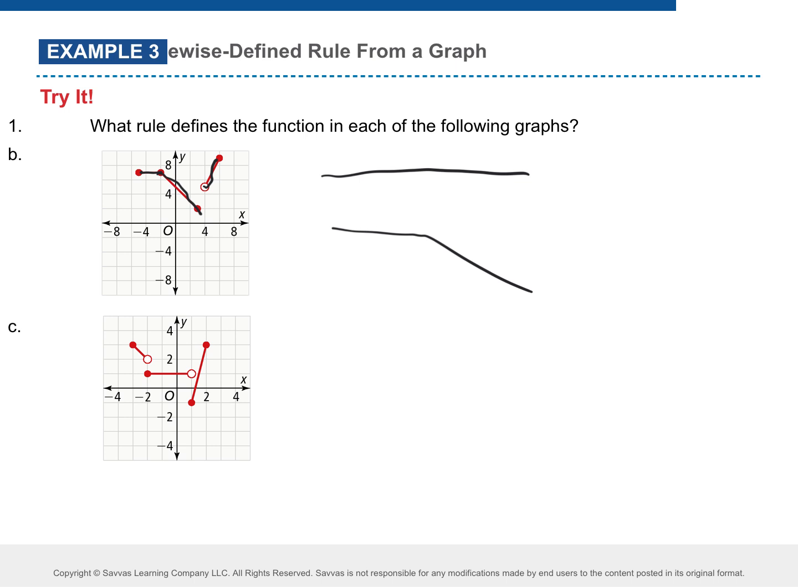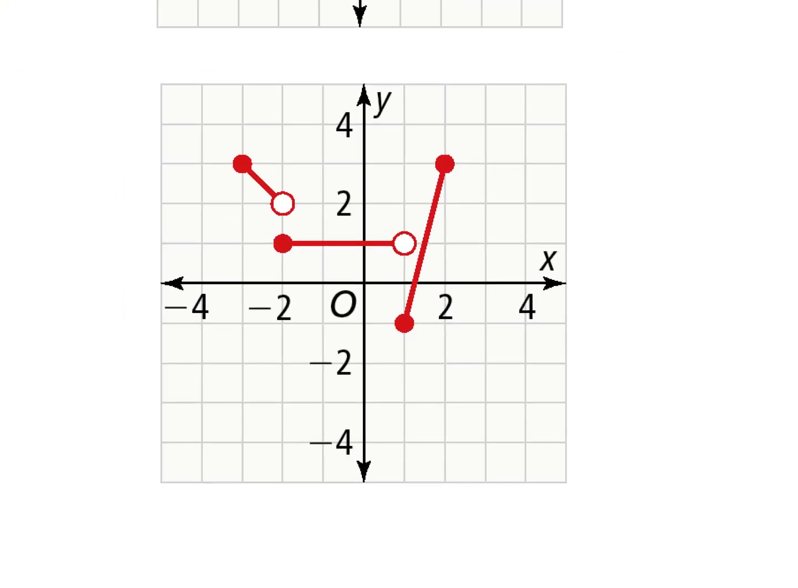How many functions are on B? Hold up with your hand. 1, 2, 3, 4, 5, however many you see. There are 3 functions. Why did you guys choose 3? There's 3 different lines, right? We have one function, another function, and then another function. Looking at this graph closer, do you see x equals -2?